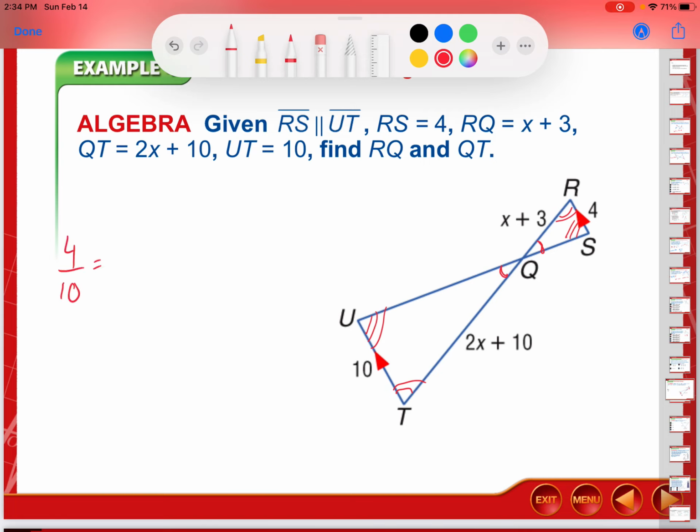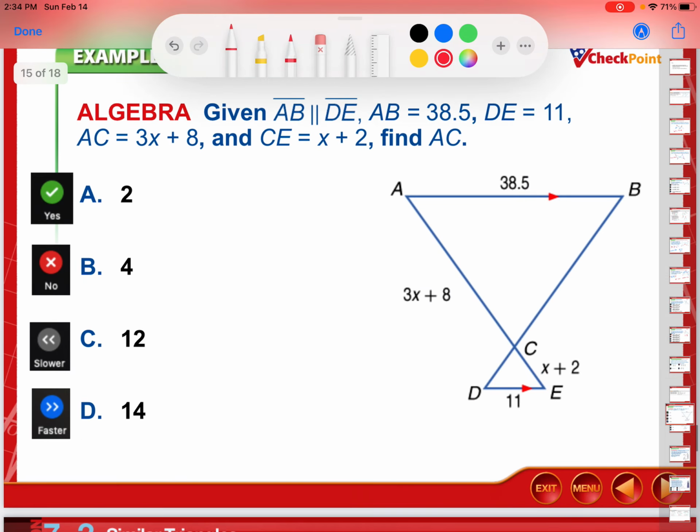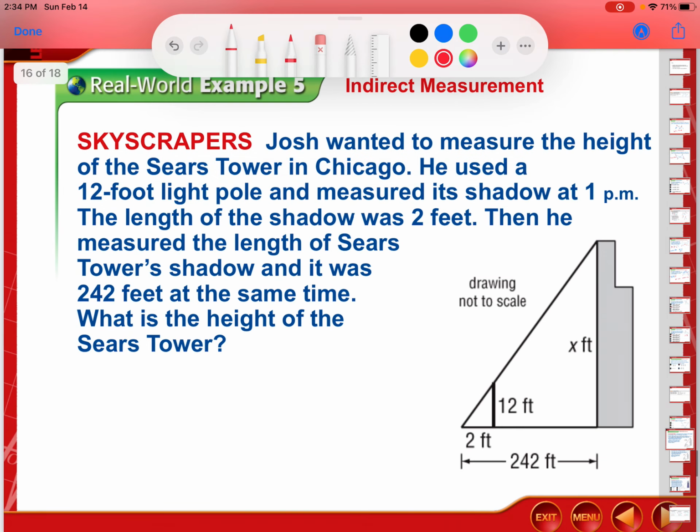Now we can move on and say RS, 4 over 10, is equal to x plus 3 over 2x plus 10. Go about doing a little solve. We get 8x plus 40 equals 10x plus 30. We're left with x equals 5. So when we plug this in, QT would be 20 and RQ would be 8. Lovely, lovely, lovely. All right, we'll do those together.